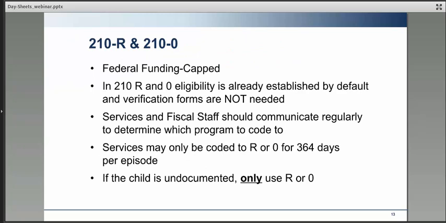But first, we're going to talk about 210R and 210-0, because as I mentioned earlier about undocumented children. First of all, one of the most important things to know is that this is federal funding. It comes through an allocation through the federal government. Eligibility in 210 is already established by default and verification forms are not needed.